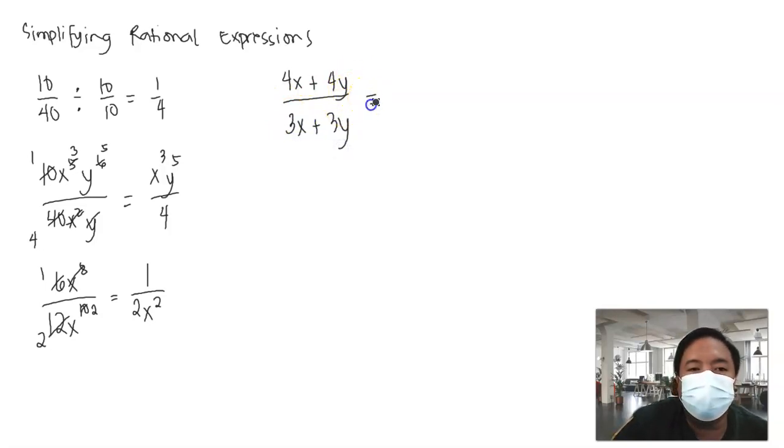Kapag ganyan naman po, hindi tayo pwedeng basta-basta mag-cancel out dahil naka-plus naman po sila. So ano po ang gagawin natin dyan? So we need to factor out. Factor by GCF yung pwede natin magawa dito, and also with the denominator.